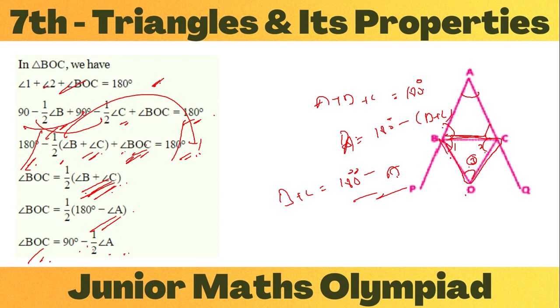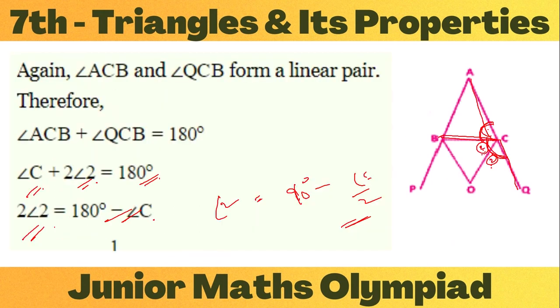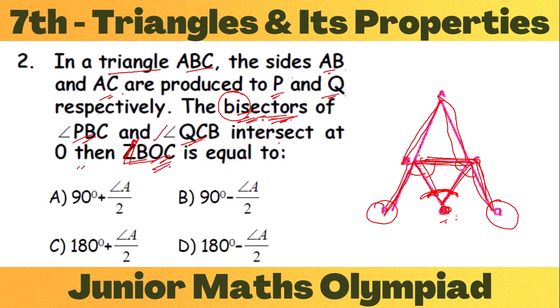So BOC equals 90 minus half A, 90 degrees minus half of this A part. So this is the solution, children. The answer is 90 minus half A, or 90 minus A by 2. Option B is correct.